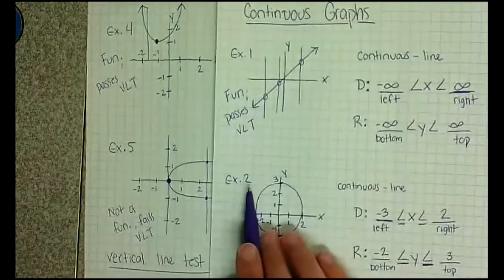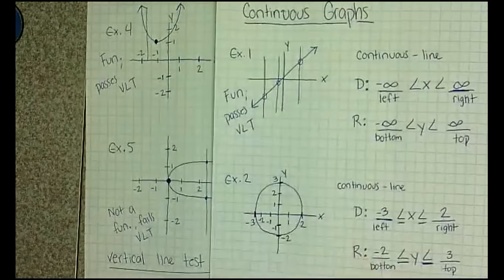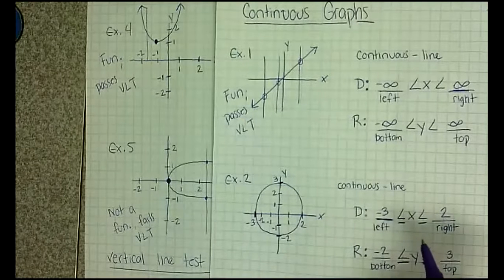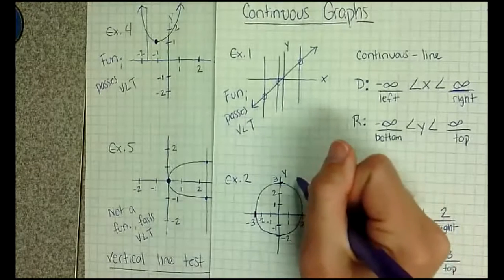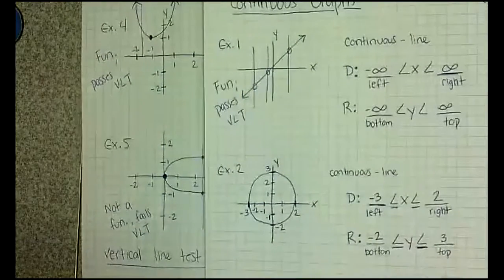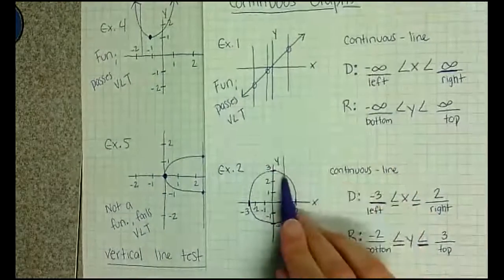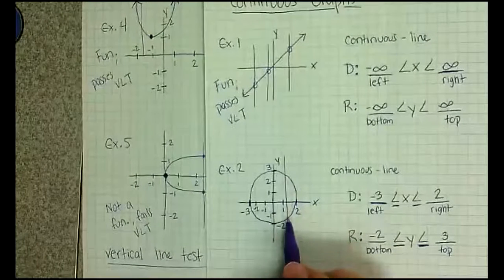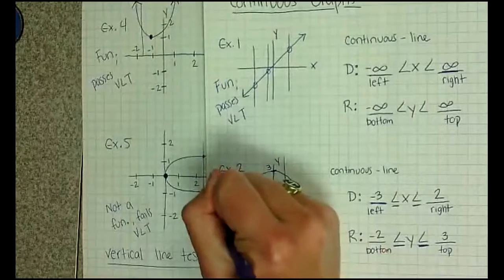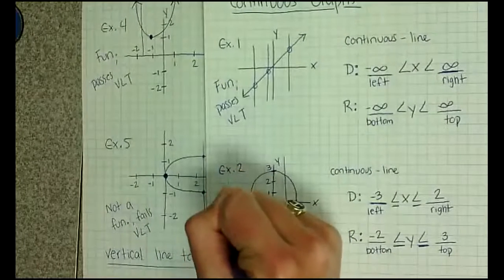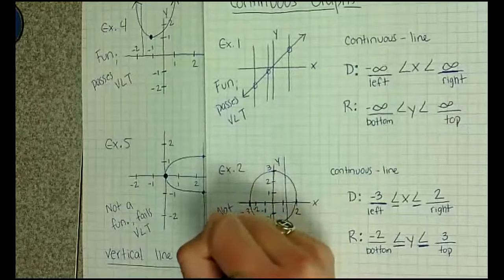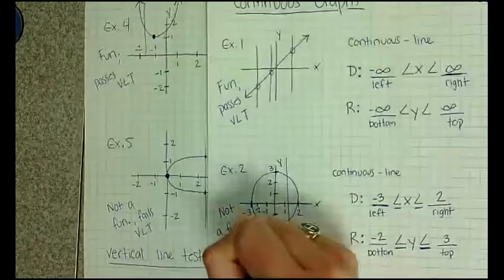Example 2, if we draw a vertical line, how many times do we cross through the graph? 2. Okay, we cross through the graph twice. That's not allowed. So number 2, this would not be a function because it fails the vertical line test.